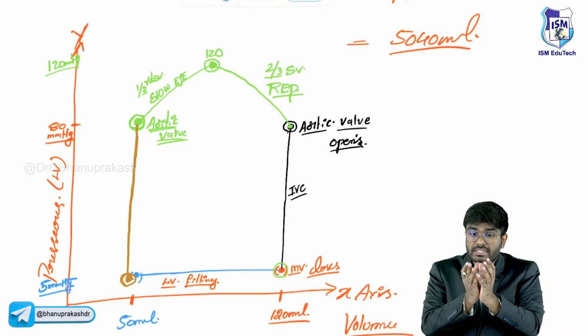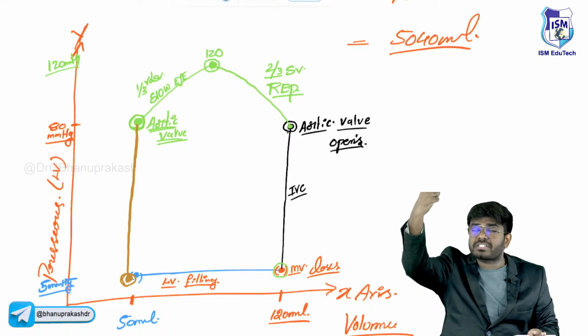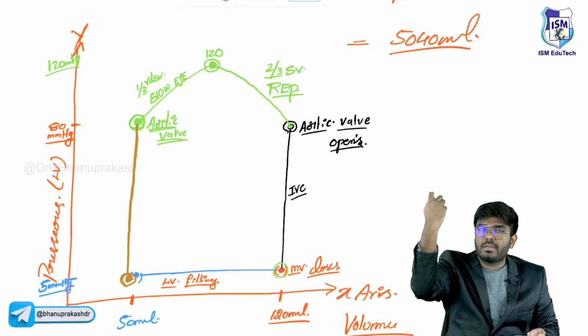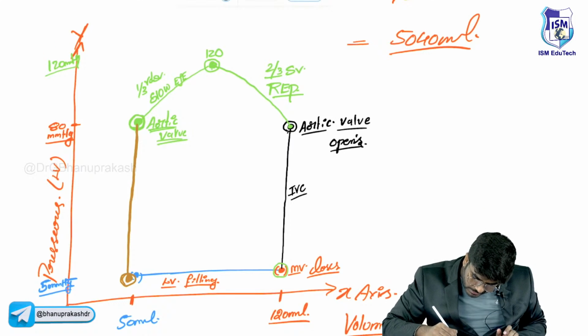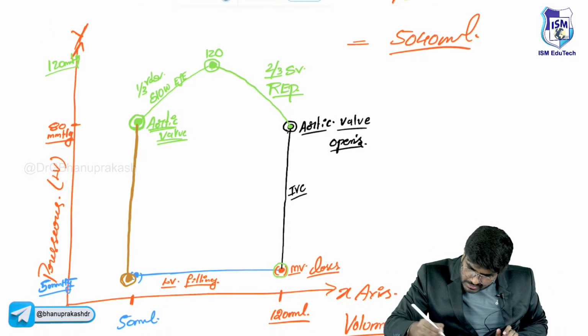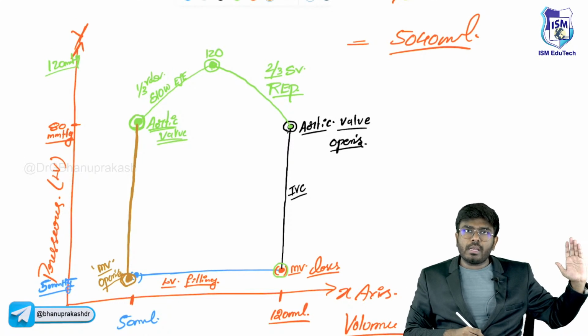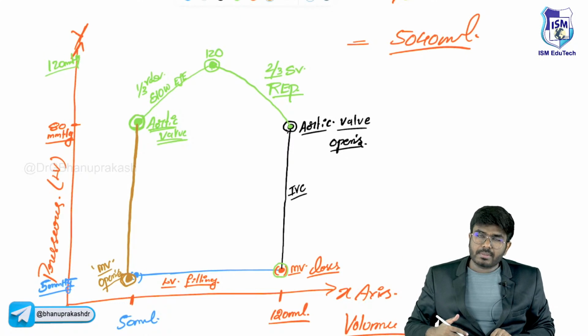When the ventricular pressure becomes lesser than the atrial pressure, which valve opens? The mitral valve opens. Yes, Varun Kashyap, mitral valve opens. So on the right side, mitral valve opens, and on the left side, mitral valve closes.